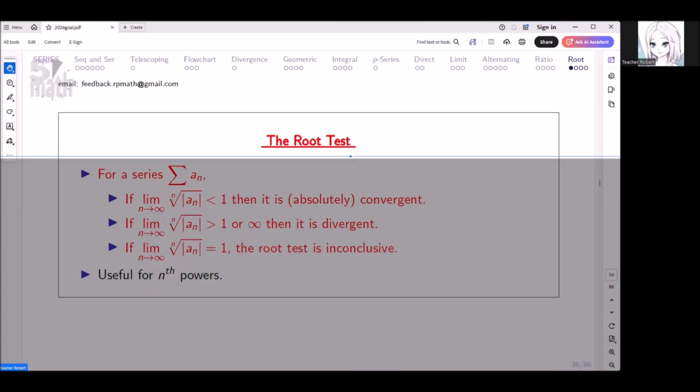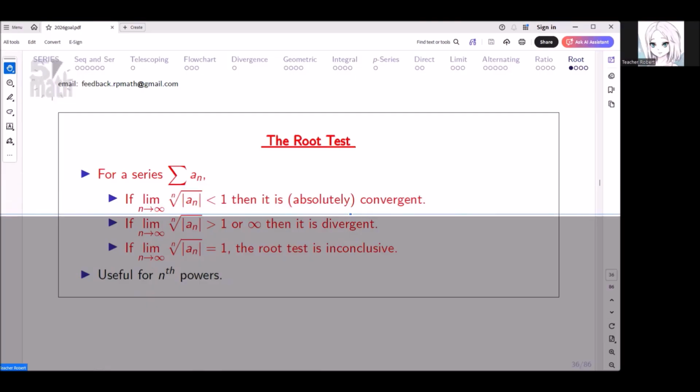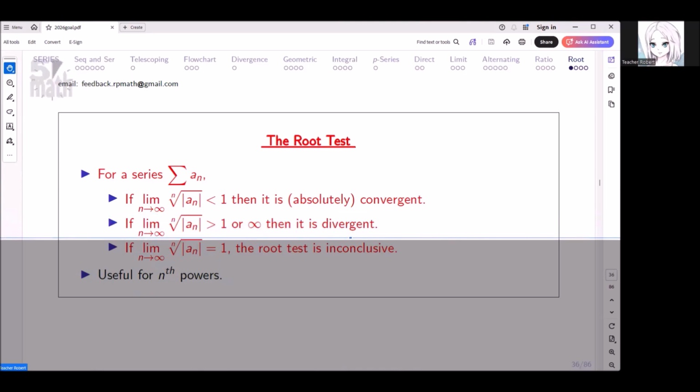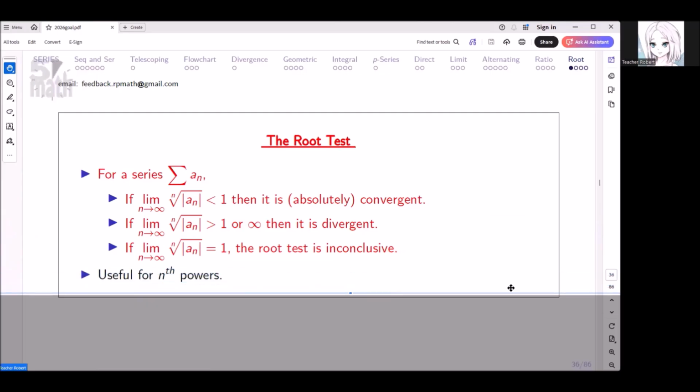The root test. For a series a_n, if this is less than 1, then it is absolutely convergent. If this is greater than 1 or infinity, then it is divergent. If this equals 1, the root test is inconclusive. Useful for nth powers.